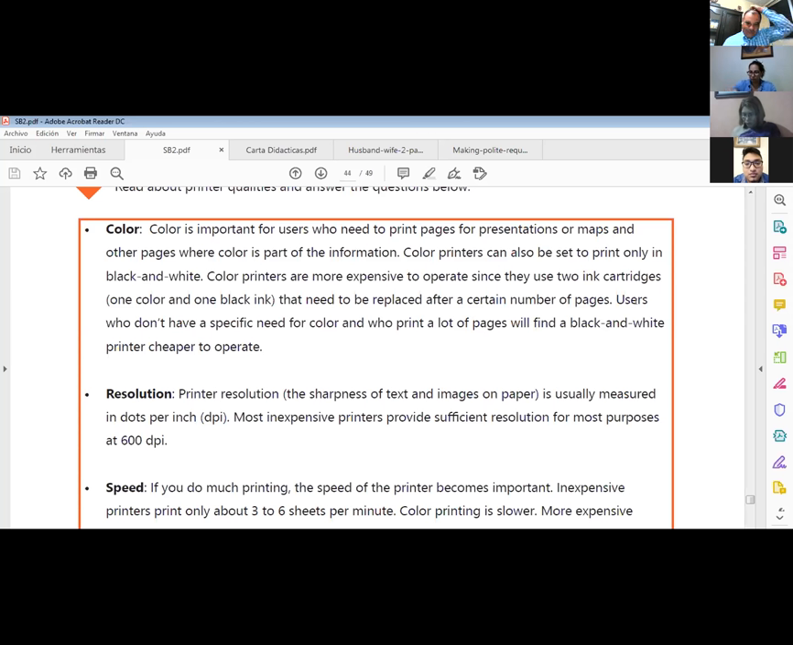No more questions. Everything is clear. Cartridges. Which one? Cartridges, cartuchos. El cartucho del toner o de la tinta. Cartridges. Cartuchos. More questions?